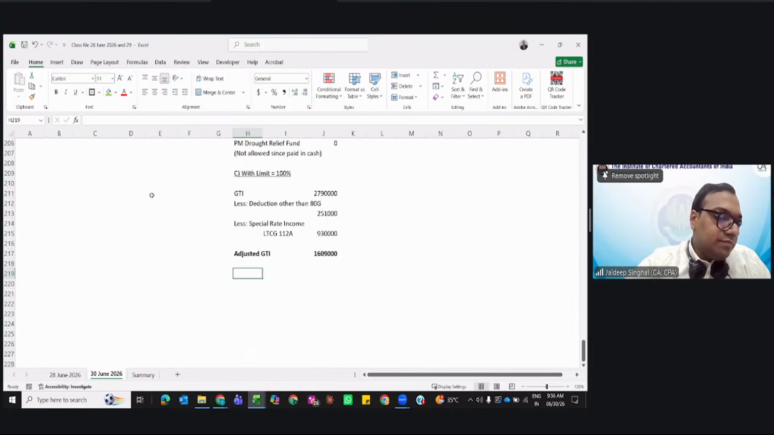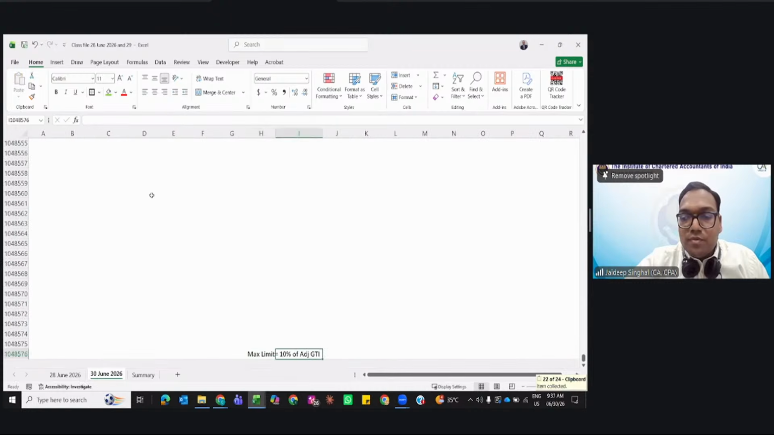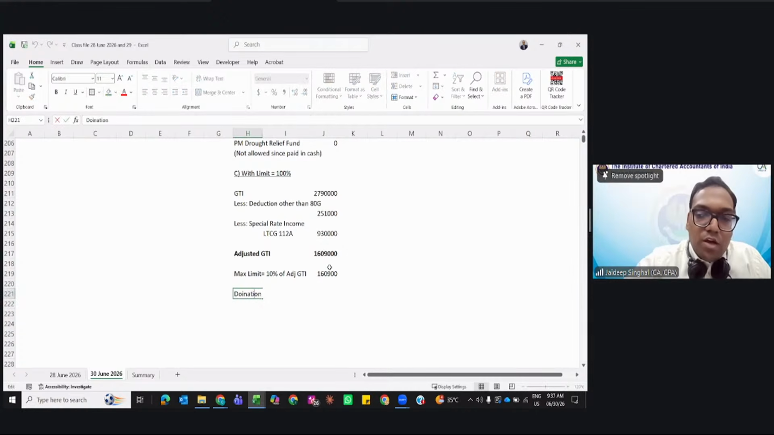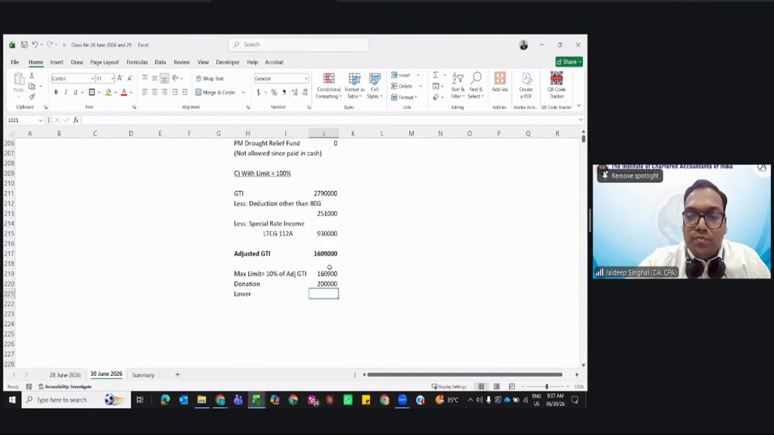The next, you take the 10% of adjusted GTI. Maximum limit is 10% of adjusted GTI. 10% will be how much? 1,60,900. How much donation have you given? Donation given is 2 lakhs. You take the lower of the two. Lower of the two is this much. Now, how much donation is allowed? It is subject to 100% limit. Now the 100% of 1,60,900 would be 1,60,900.